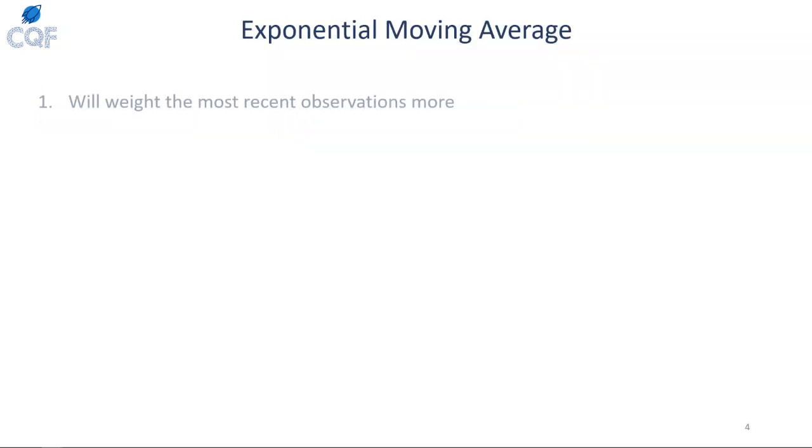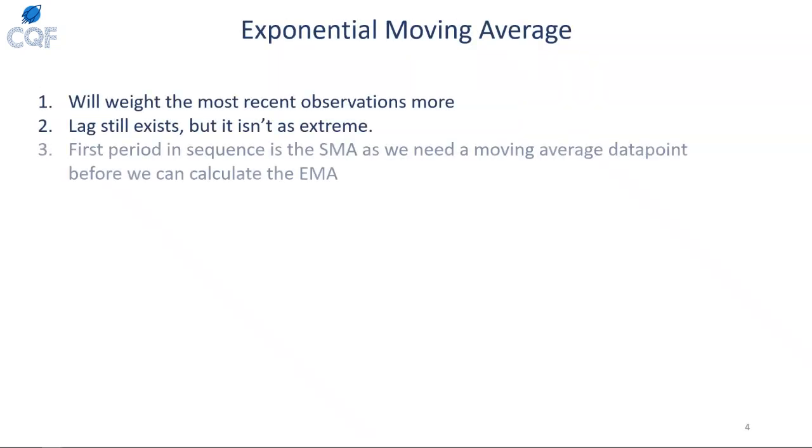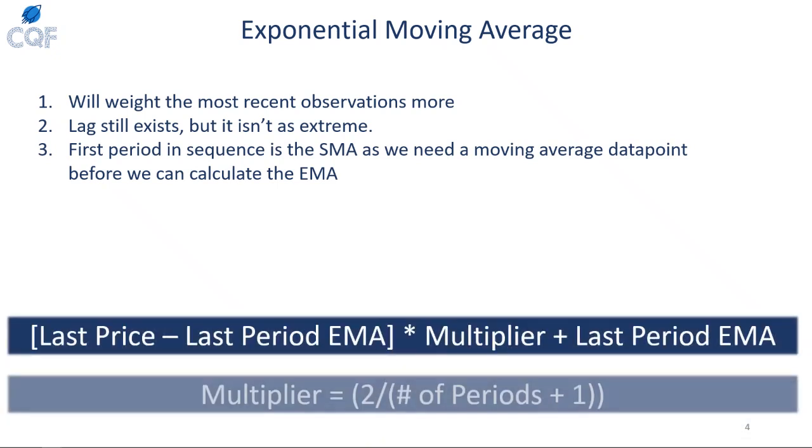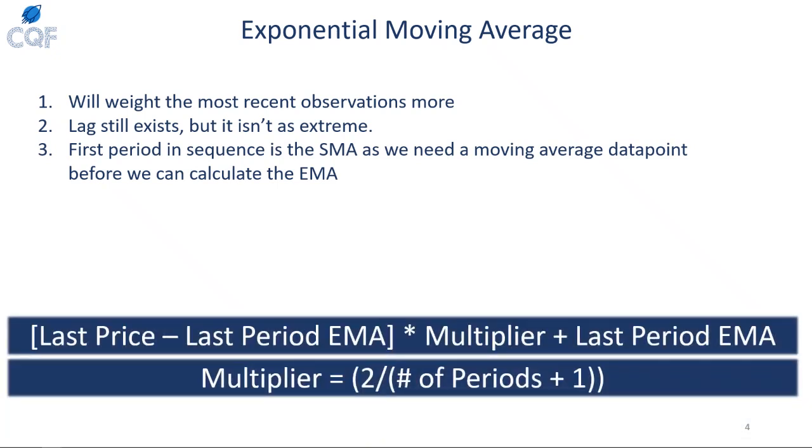So a solution to that is the exponential moving average, which weights the most recent period a lot more. It's still laggy, it still is reactive, but not as bad. The first period of the sequence is the SMA, because you gotta have the first period before you can begin the exponential process. You can see the formula down below. It'll make a lot more sense once we dive into the free tool.